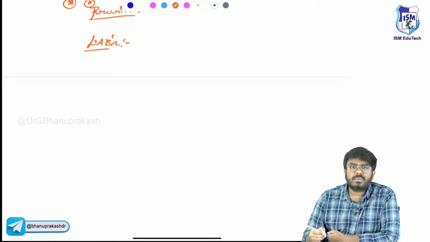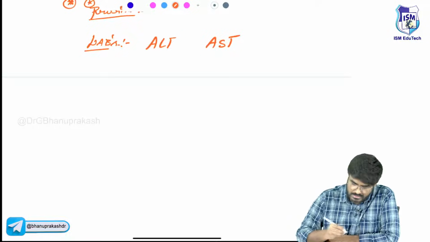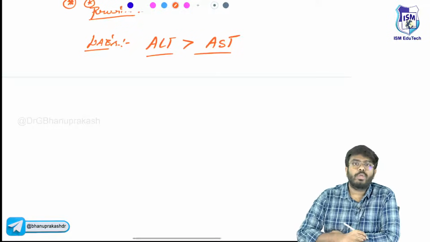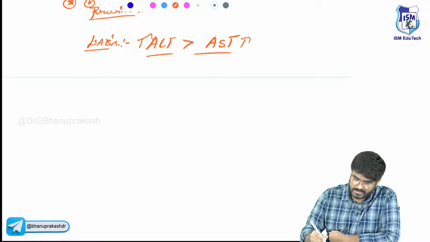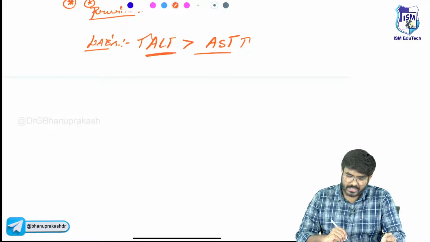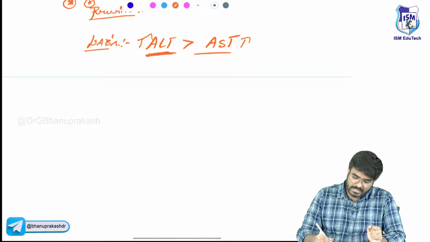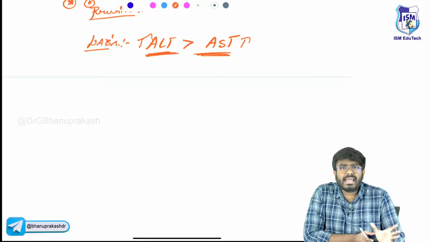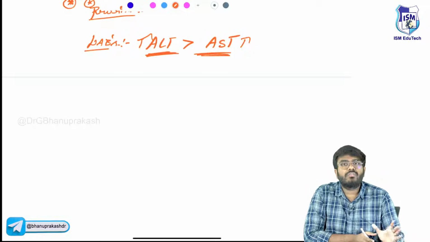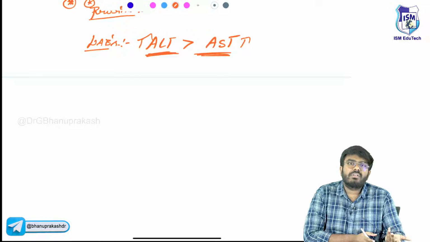So what are the two transaminases? That is the ALT and AST. So the ALT and AST levels are going to be more, sir. Both ALT and AST increase. Alanine aminotransferase, aspartate aminotransferase. These are the enzymes involved in the transamination reactions. These enzymes are present in the liver, so their levels will increase.